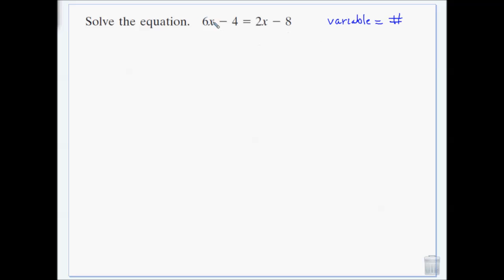So what I usually do is I'm going to move a variable by adding or subtracting it to the other side. So I'm going to move this 2x over here with this 6x. And so my first step is going to be to subtract 2x from both sides. And the reason I'm subtracting it is because it's positive. If it was negative, I'd add it.